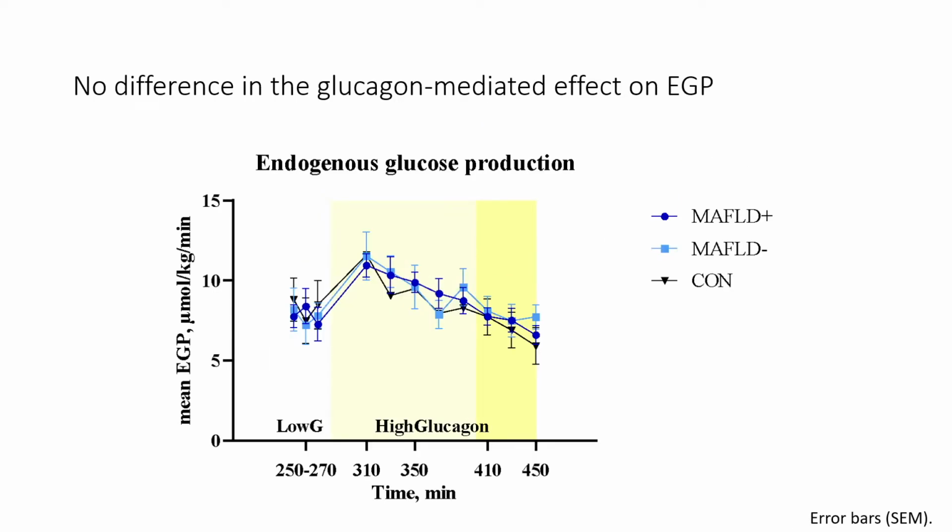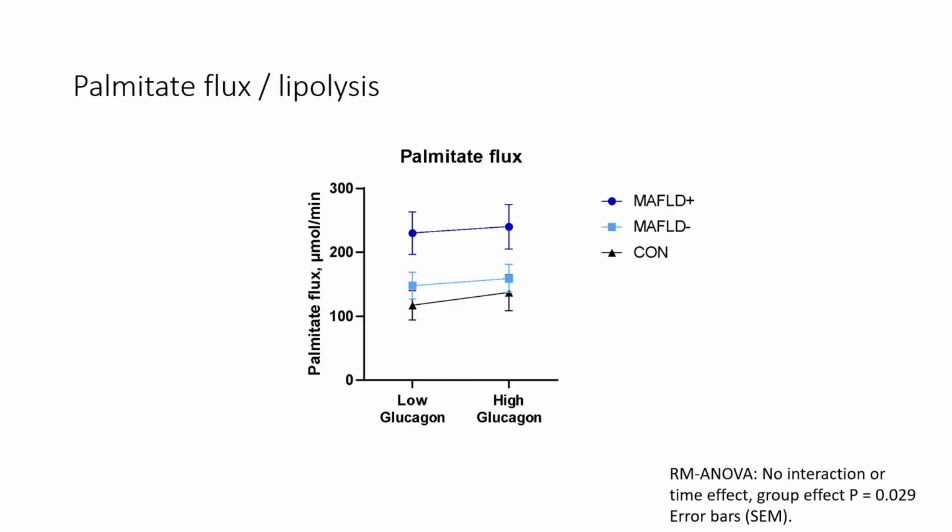We found no difference in the glucagon-mediated effect on endogenous glucose production, at least not at these a bit higher insulin concentrations. After increasing the glucagon infusion rate, we saw a slight increase in endogenous glucose production, and it was similar in the three groups, and the effect is wearing out pretty quickly. Data on plasma glucose reflect the same.